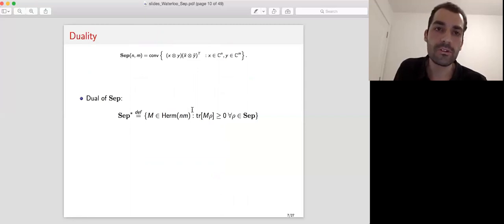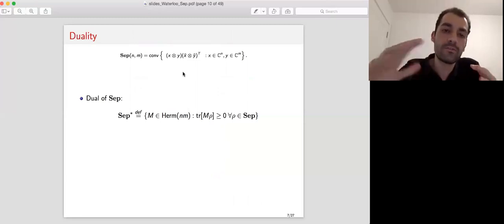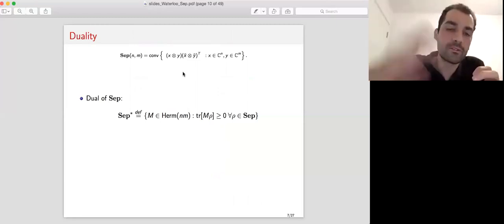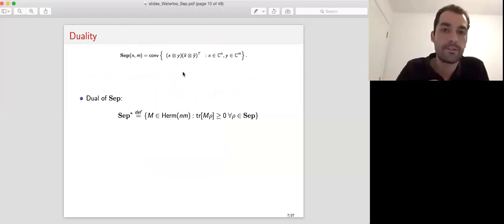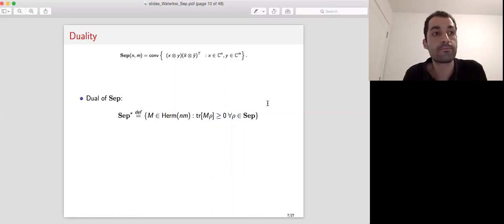Let's recall how SEP is defined. This connection will go through duality of convex sets. Remember that whenever I have a convex set, the dual of the convex set is exactly the set of linear forms that are non-negative on the convex set. So for example, SEP star, the dual of SEP, is exactly the set of m's such that the trace of m rho is non-negative for all rho in SEP.